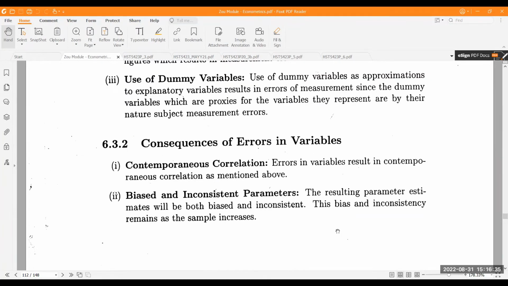Now, what are the consequences once we have errors in variables? One of the consequences is what I've described already, which is contemporaneous correlation. Errors in variables result in contemporaneous correlation, as mentioned above. Then we also have biased and inconsistent parameters. You know about biased, you know about inconsistent; you have done it in inference. The resulting parameter estimates will be both biased and inconsistent. The bias and inconsistency remain as the sample increases.